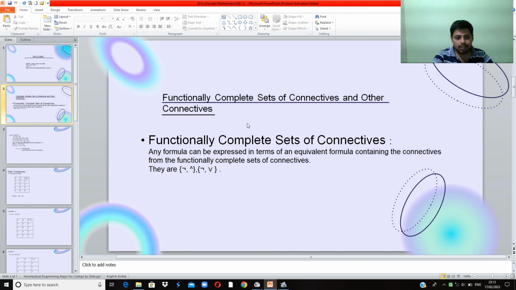What are these? Any formula can be expressed in terms of an equivalent formula containing connectives from a functionally complete set of connectives. So we can express any formula using only not and or, or not and and. These are called functionally complete sets of connectives. Now we learn by taking an example.